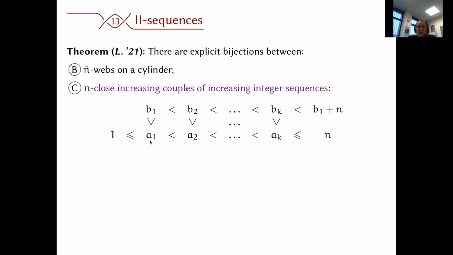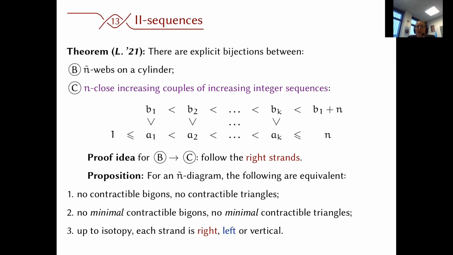Now, how can we construct this type of thing, and where do these circular relations come from? The idea is this, as before, follow the right strands, but I will try to be more explicit about the right strands. So you can prove a topological proposition, which gives you the following thing. If we take a diagram on n strands, which is a composition of elementary diagrams on the cylinder, the following three conditions are equivalent.